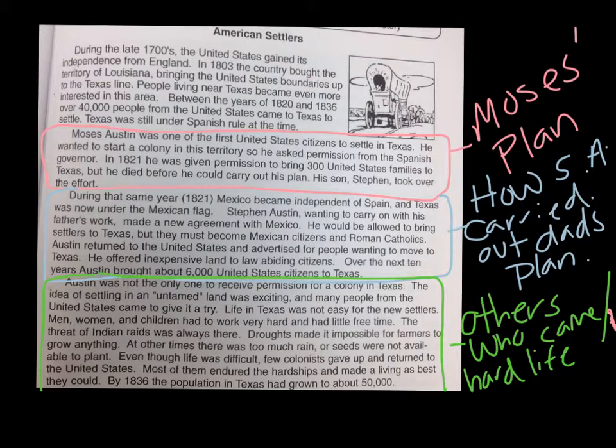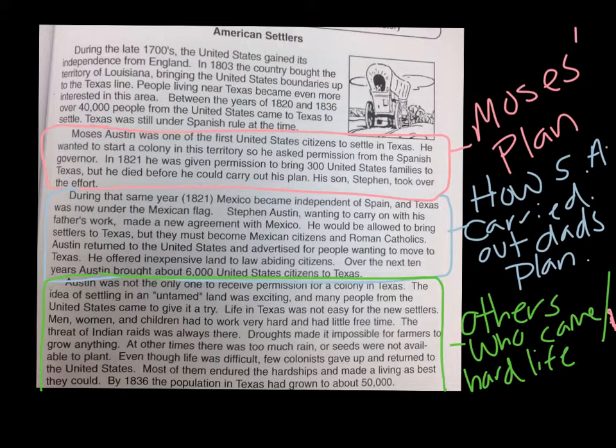Moses Austin was one of the first United States citizens to settle Texas. He wanted to start a colony in this territory, so he asked permission from the Spanish governor. In 1821, he was given permission to bring 300 United States families to Texas, but he died before he could carry out his plan. His son Stephen took over the effort.